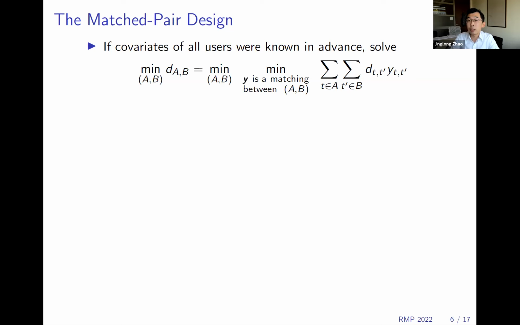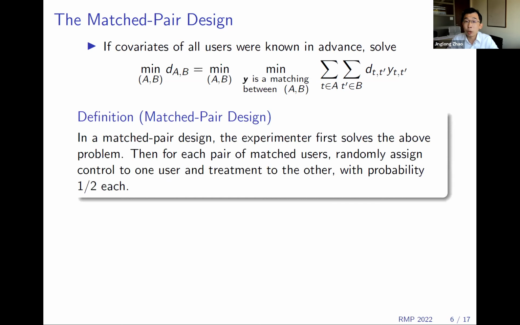So let's start by answering the first question, which is, what if all the user covariates are known to you in advance? Then we're basically trying to solve the following minimization problem. And we refer to a matched pair design as the design that first solves this minimization problem, and then assigns treatment and control based on which user goes to group A and which user goes to group B.